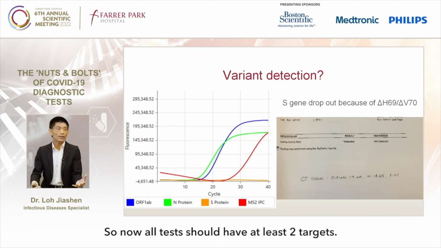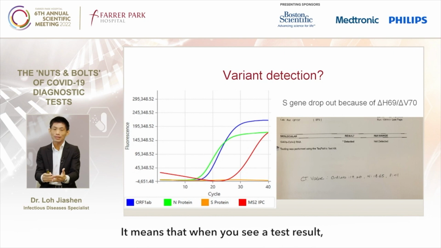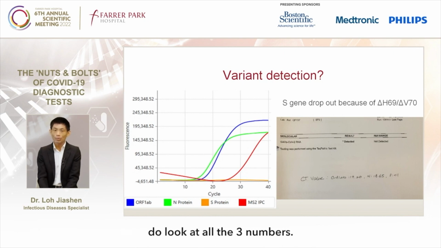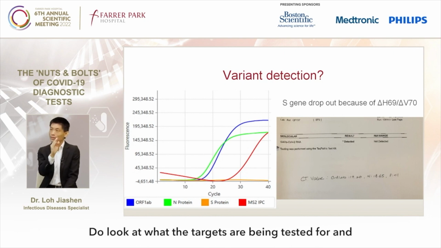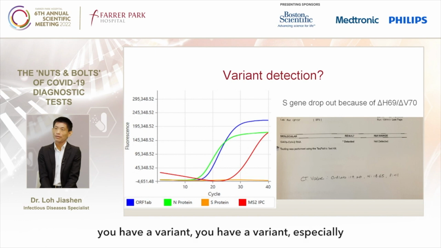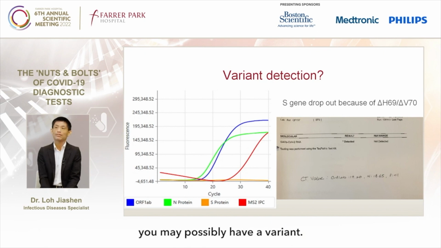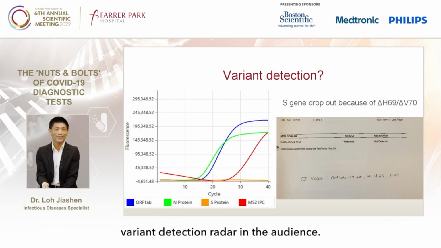So now all tests should have at least 2 targets. So that's in the past. Moving forward, what does it mean? It means that when you see a test result, do look at all the 3 numbers. Do look at what the targets are being tested for. If they're testing for 3 targets and 1 target is not there, you have a variant. Especially if you have 2 targets and 1 target is a 15 and the other is a nil, you may possibly have a variant. Please call somebody. All right, so now maybe I've created 500 variant detection radars in the audience.